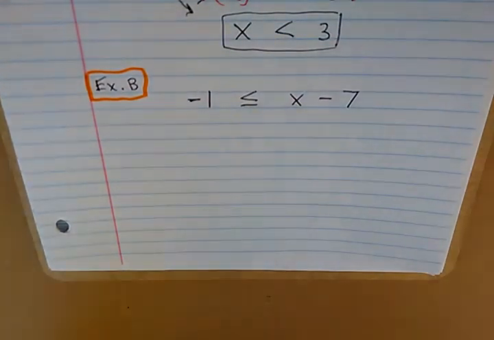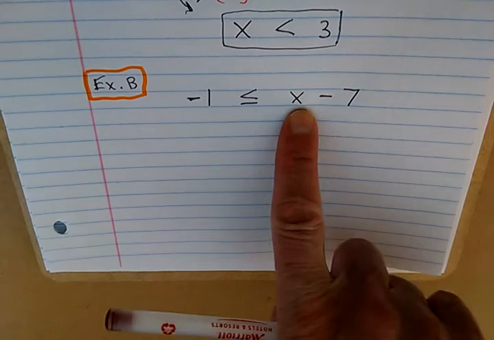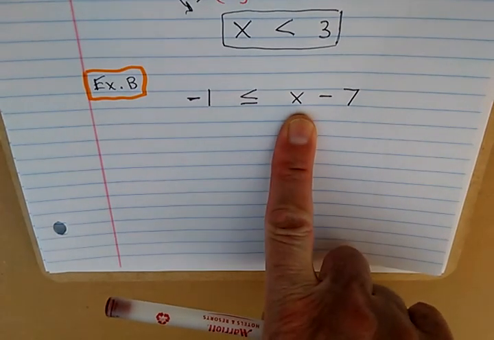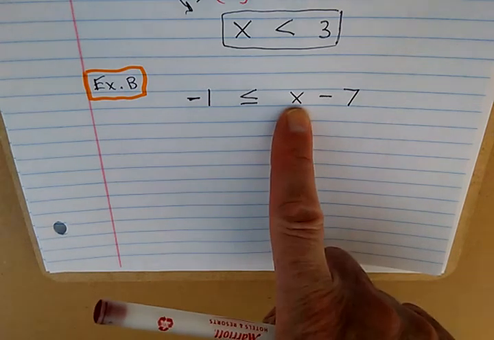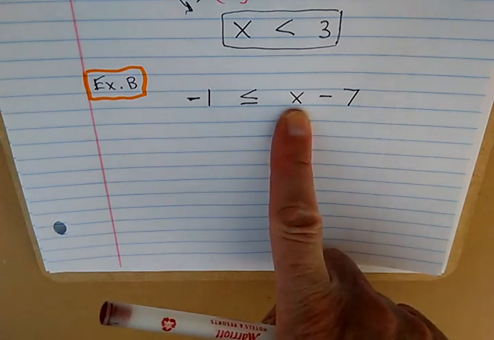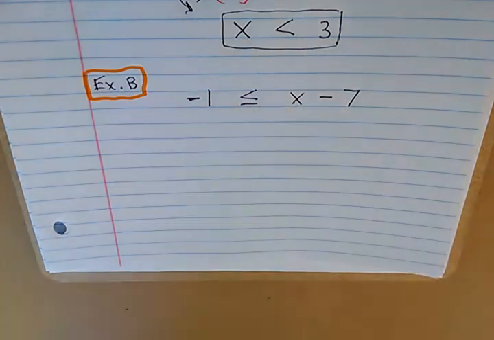All right, remember that we are solving inequalities, which means we're trying to find out what that variable represents. Remember, the variable could be really any letter. It could be N or A or W. In this case, it's X. So let's figure out what X is.